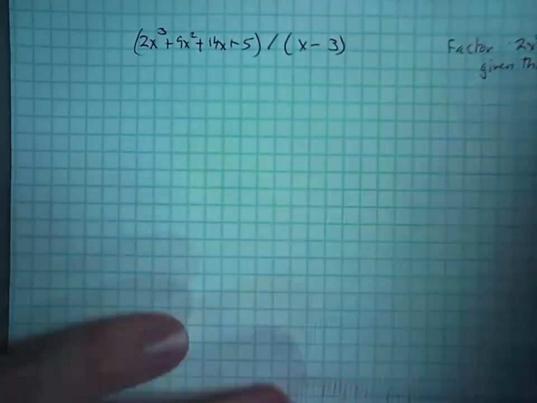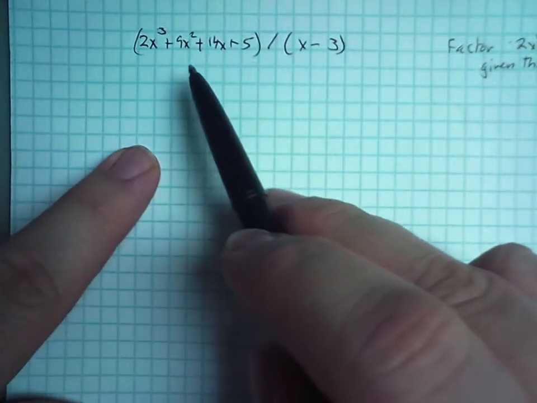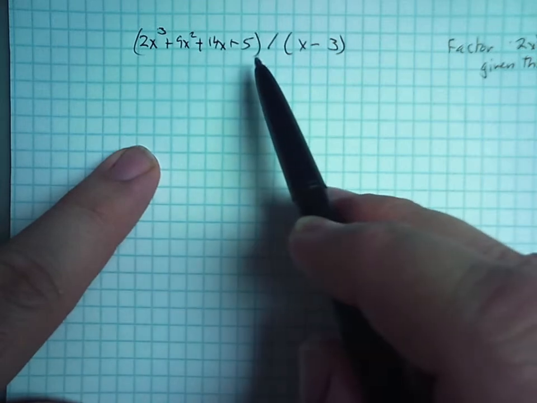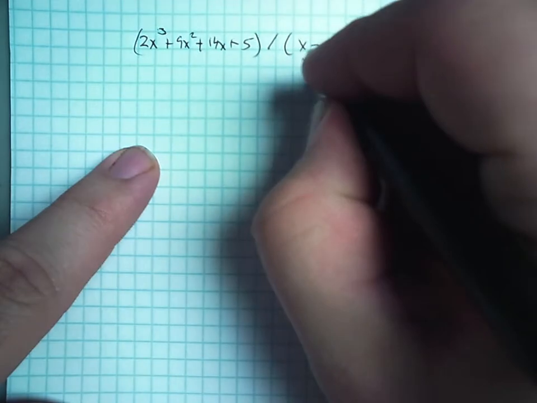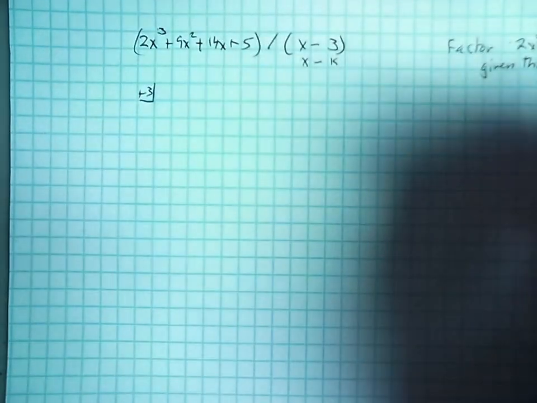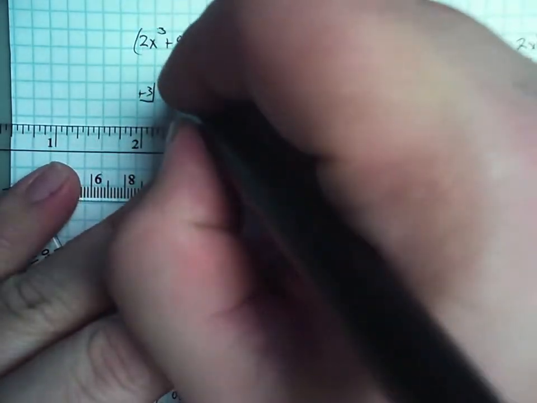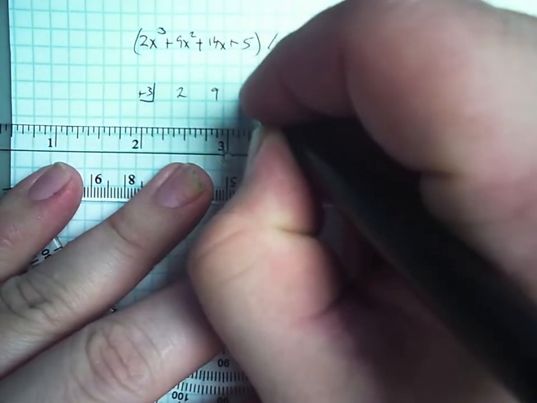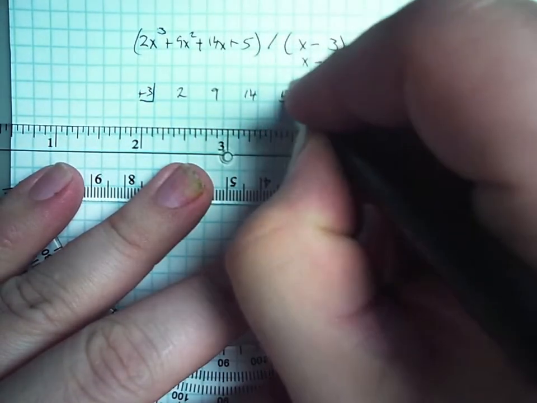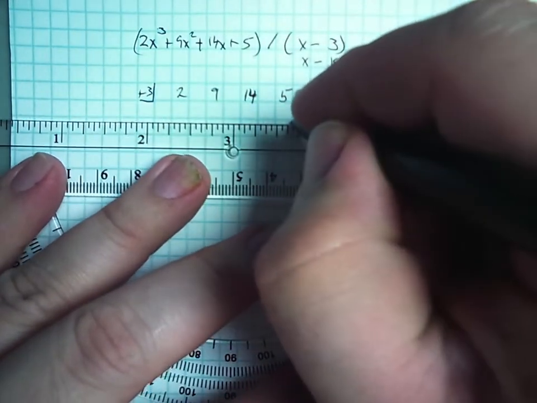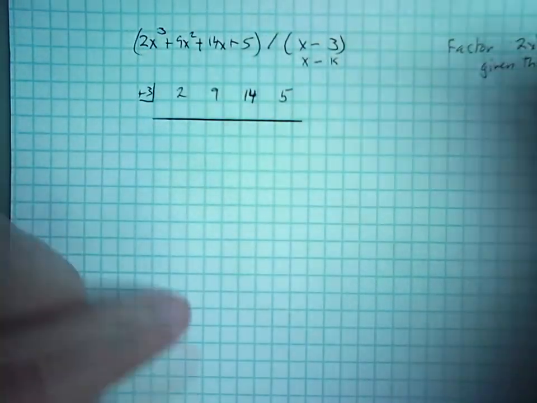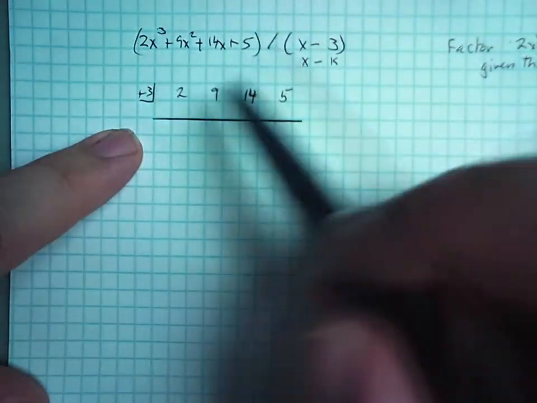So here I've got 2x cubed plus 9x squared plus 14x plus 5 divided by x minus 3. So in this case, since it's x minus k, k is actually +3. So I'll put that in the little box here. My coefficients are 2, 9, 14, and 5. Don't forget to look for missing terms, which there aren't any of, but if there are any, you have to put in that 0. For synthetic division, it's very important you put in the 0.